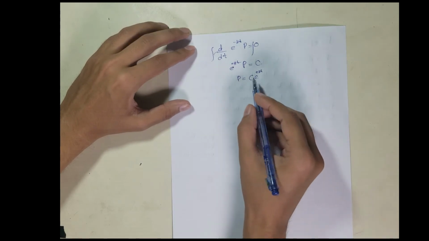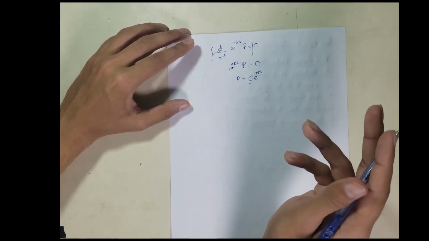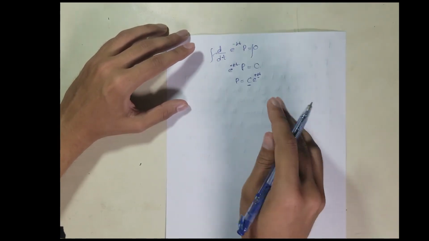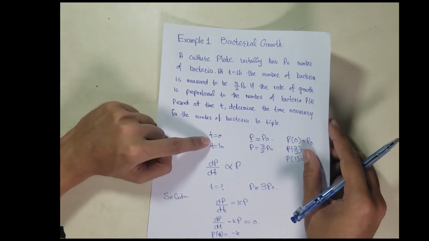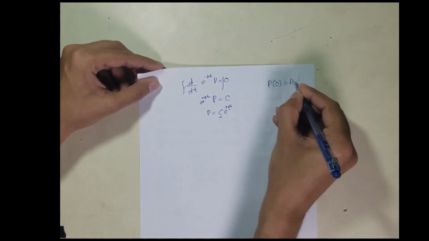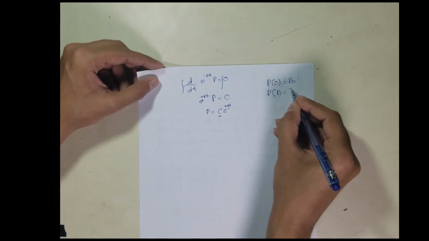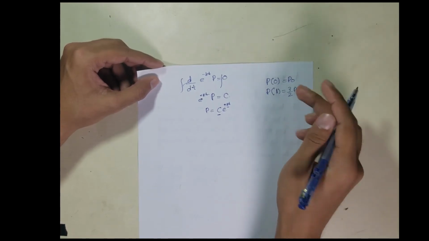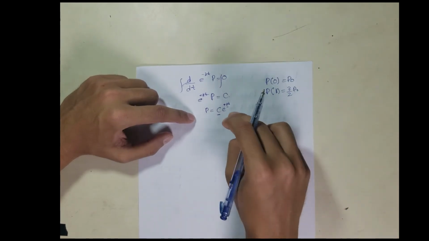But in this equation we have two constants, c and k, and we know that we have two conditions also. What are our two conditions? At time t equal to 0, P is equal to P naught, and at time t equal to 1 hour, P is equal to 3 by 2 P naught. One condition will give me the value of c, another condition will give me the value of k.